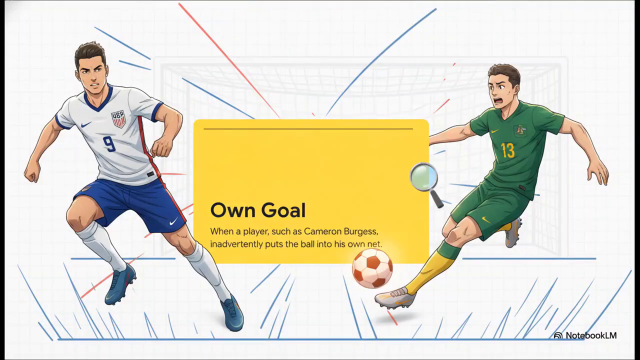The strict mechanics of the game define an own goal as inadvertently putting the ball into your own net. In this heartbreaking, critical instance for Australia, that player is Cameron Burgess. Now, he doesn't put it in out of a lack of skill, right? It happens because Dest's relentless surge created a situation where a panicked, split-second defensive reaction was literally the absolute only option available. It's a brutal break for Australia, but honestly a tactical triumph for the USA's forward pressure.